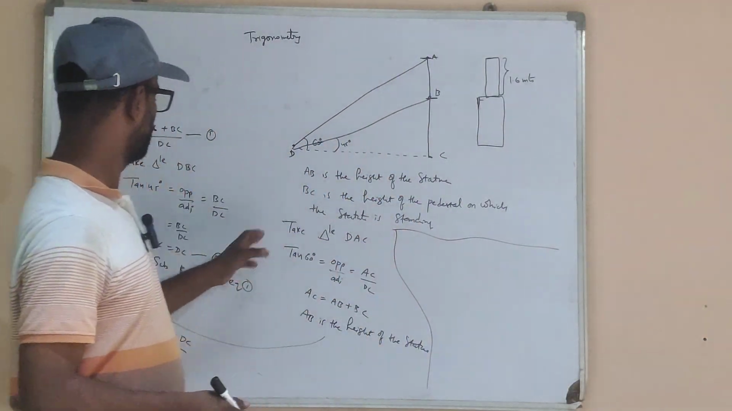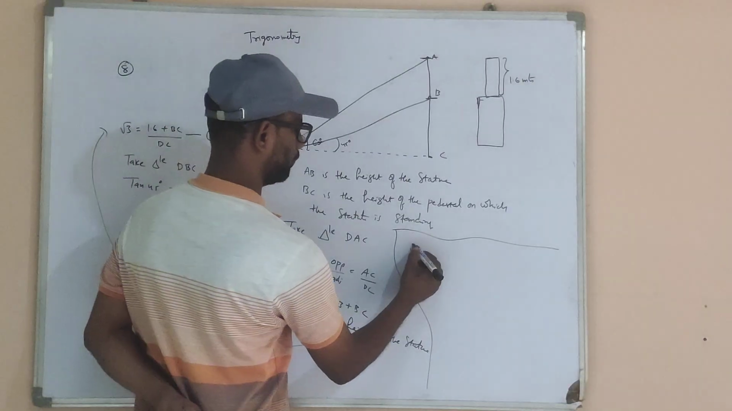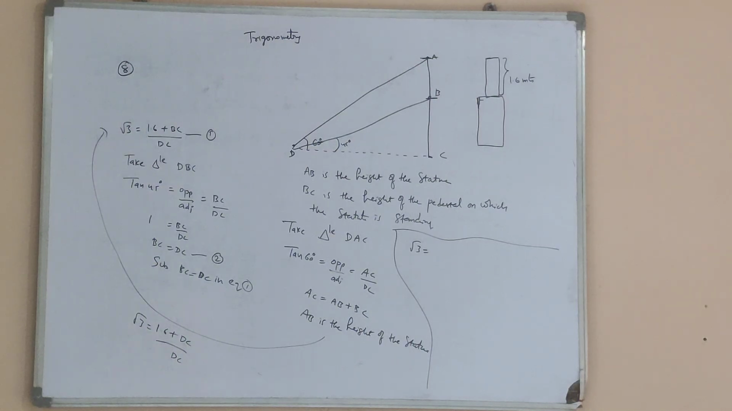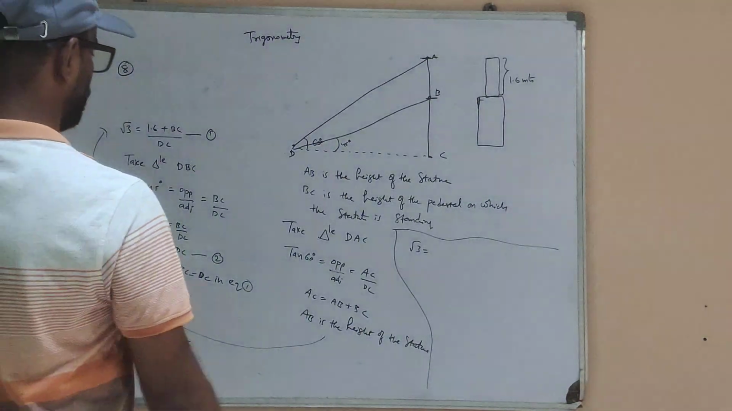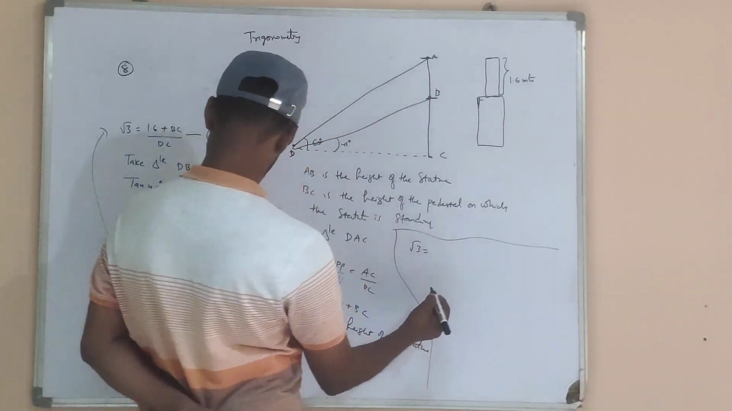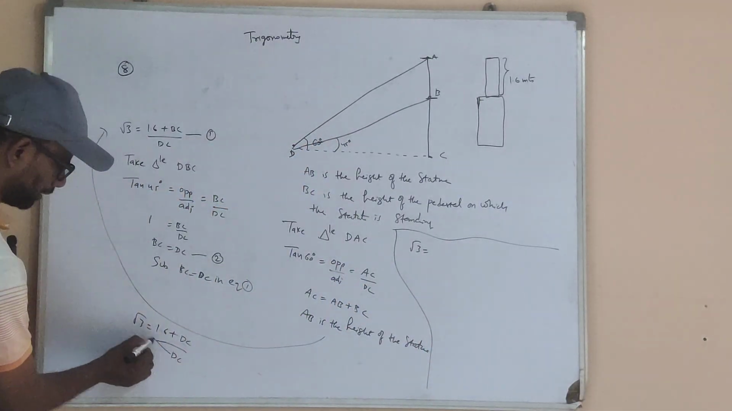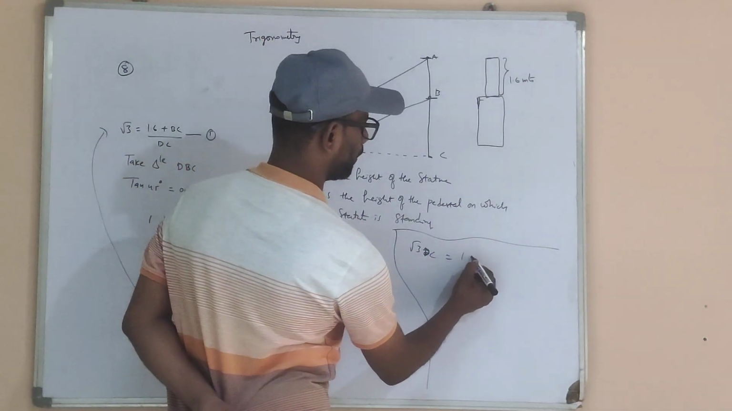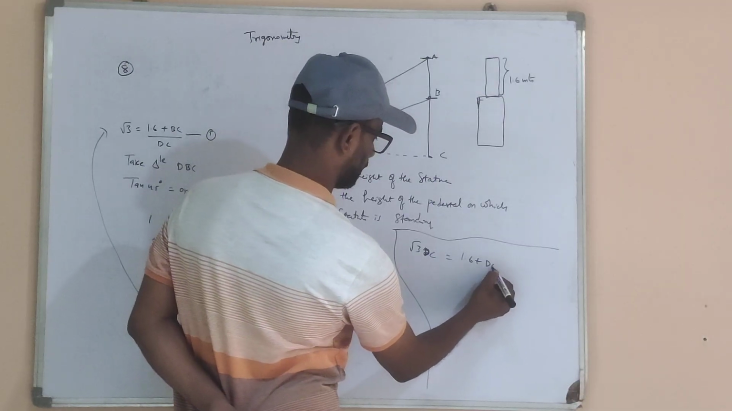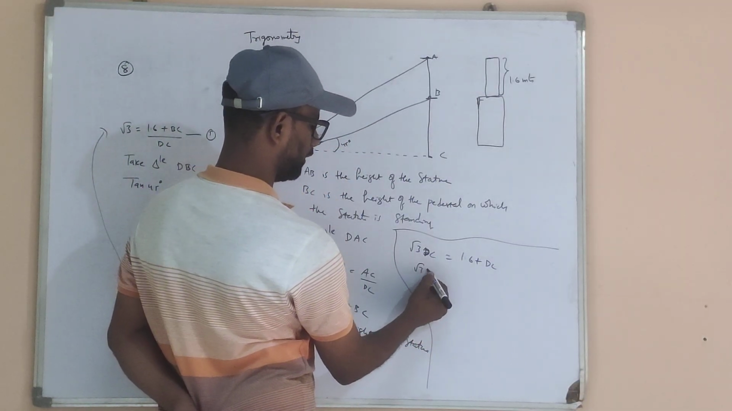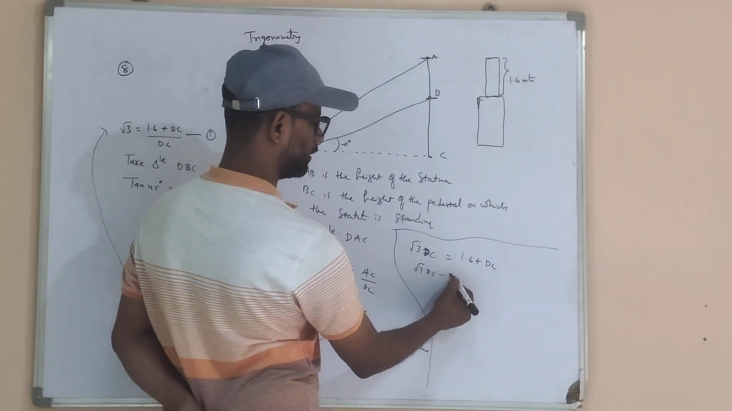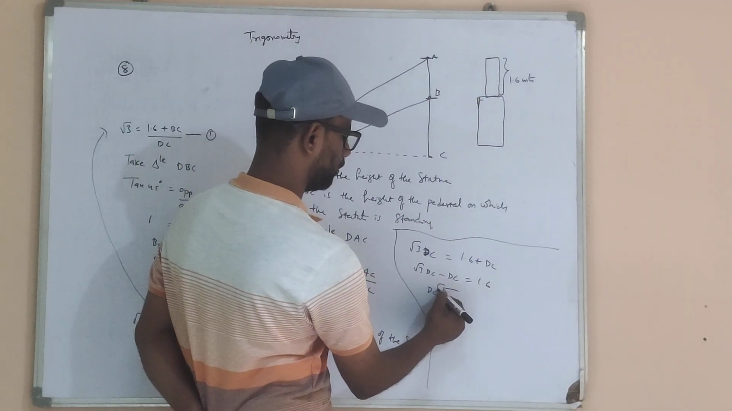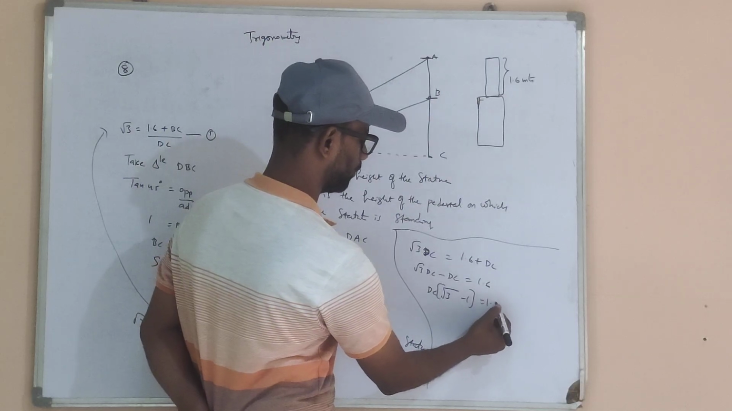Okay, now I will solve here. So after this I will solve here. So root 3 is equal to... sorry. So do cross multiplication here. Root 3 DC is equal to 1.6 plus DC. Okay, now root 3 DC, make DC on the left side, minus DC is equal to 1.6. Take DC as common, we will get DC times root 3 minus 1 is equal to 1.6.